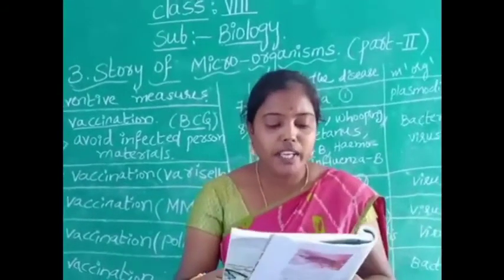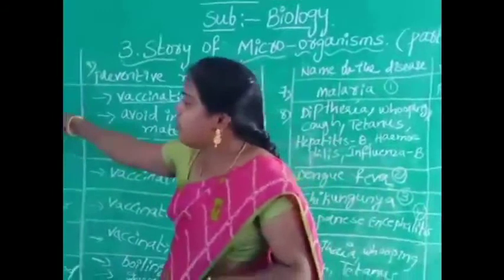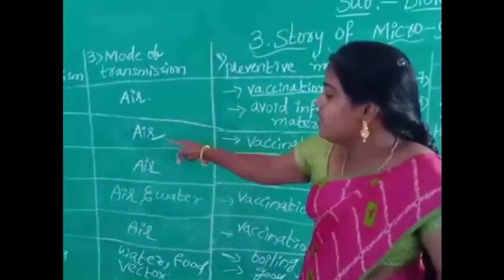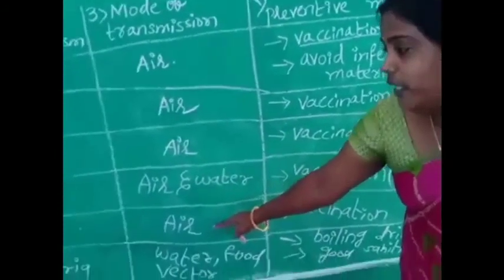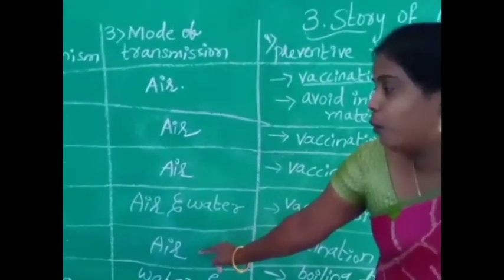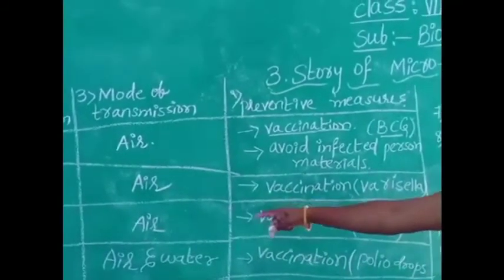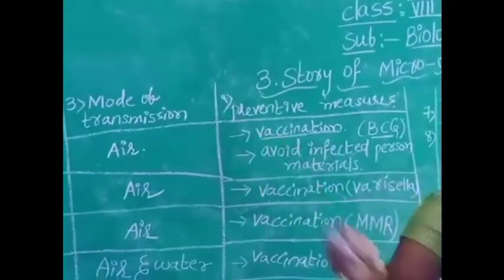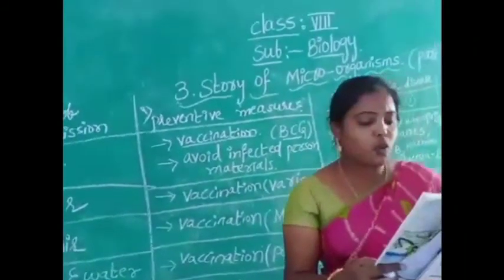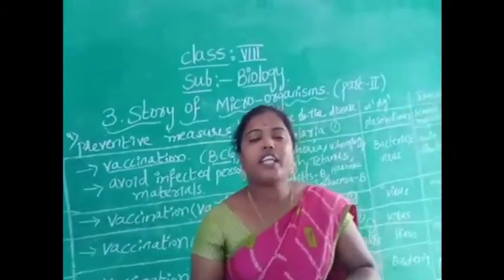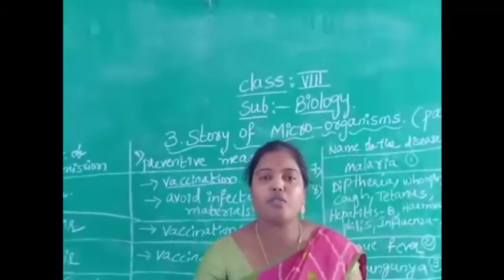Fourth question: can you name some diseases which are transmitted by air? Tuberculosis, chickenpox, measles and mumps, swine flu, and polio. These diseases are caused through air. Fifth and last question: can we protect ourselves from bacterial and protozoal diseases through vaccination? Yes. If we take vaccines, we can prevent bacterial and protozoal diseases.